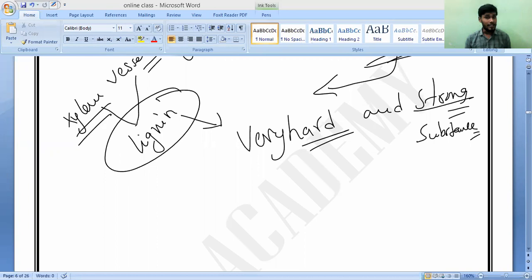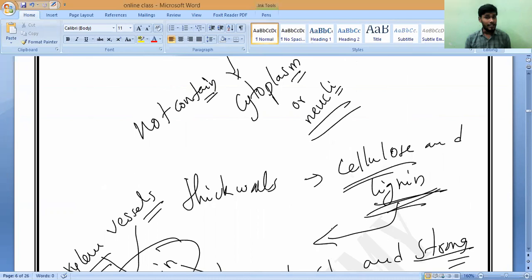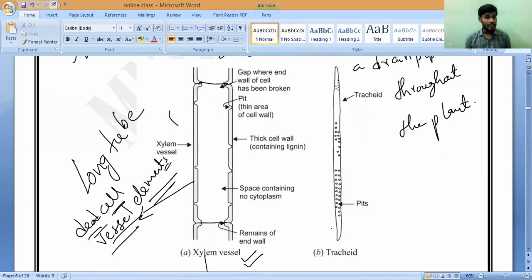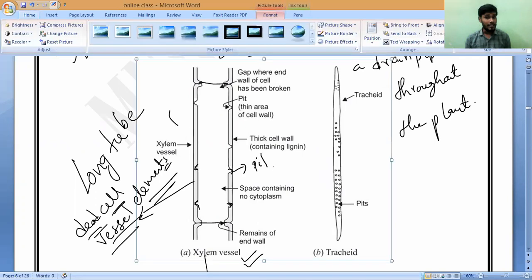These pits are not open pores. You may observe here in the picture, xylem vessels have pits in the middle. Pits means small pits. The walls have pits, but these pits are not open. Please remember, this is called a pit. It is a thin area of the cell wall, but it is not an open pore.